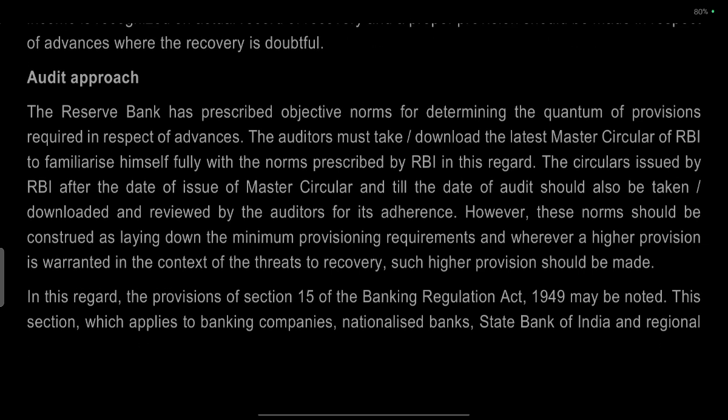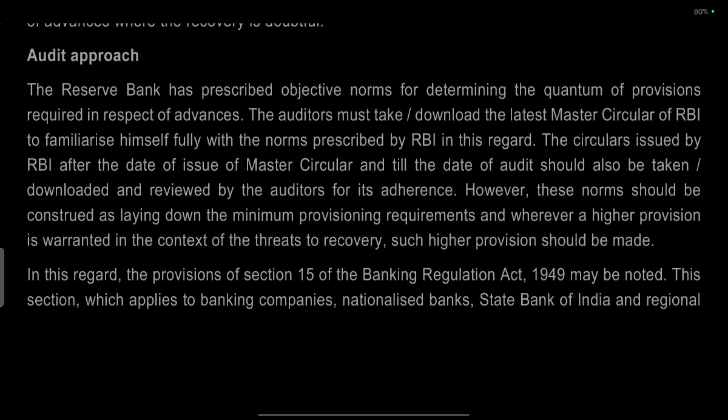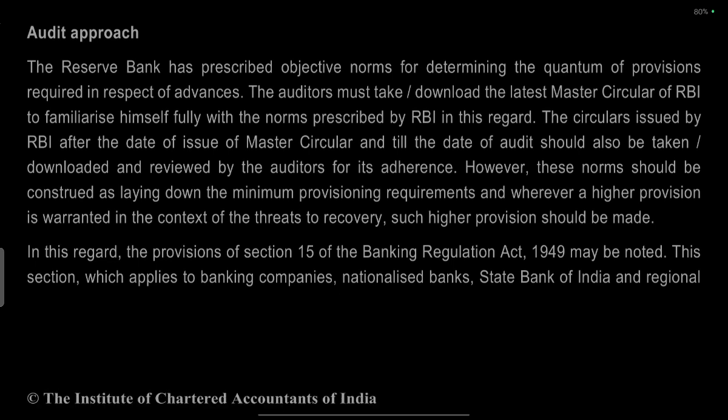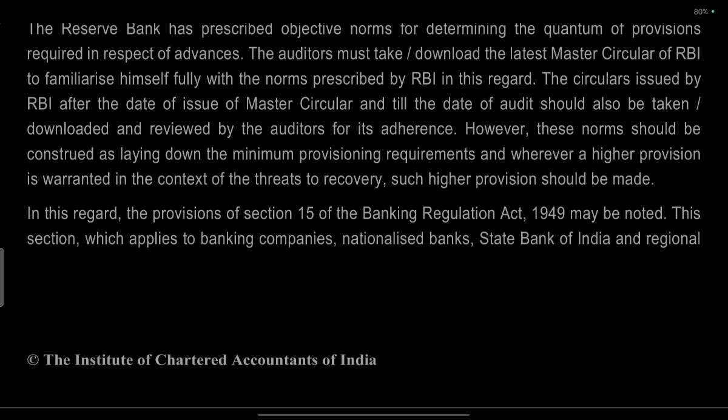Audit approach. The Reserve Bank has prescribed objective norms for determining the quantum of provision required for advances. The auditor may download the latest RBI master circular to familiarize himself fully with the norms. Circulars issued after the master circular, up to the date of the audit, should also be downloaded and reviewed by the auditor for adherence.